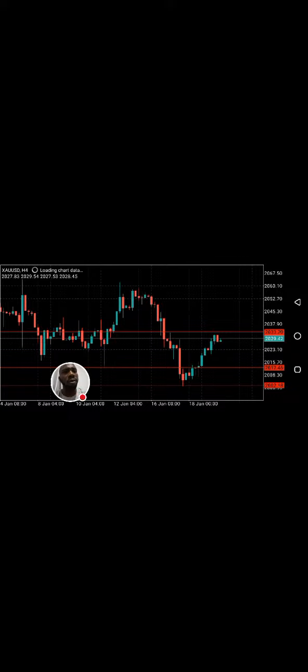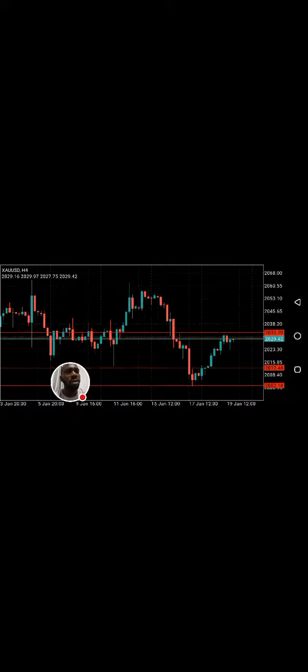Let's look at 4-hour. At this point, you can see we had a spinning bottom. This is where price started going up. The next candlestick closed bullish, and you can see the market is currently trading above the high of this previous bearish candle.